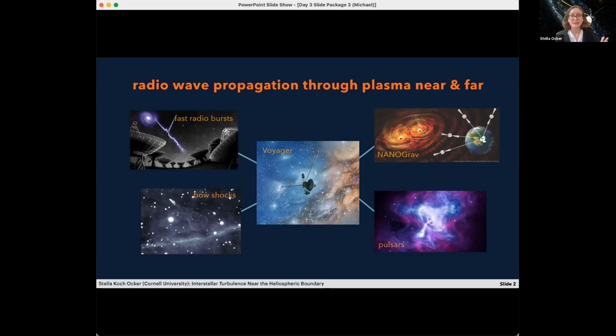And I'm even interested in studying plasma in other galaxies and in the intergalactic medium by taking advantage of the propagation effects experienced by fast radio bursts. And all of this work ties together with pulsar timing efforts to detect gravitational waves through the NANOGrav collaboration, which I'll explain a little bit more in a few slides. So if you go to the next slide.